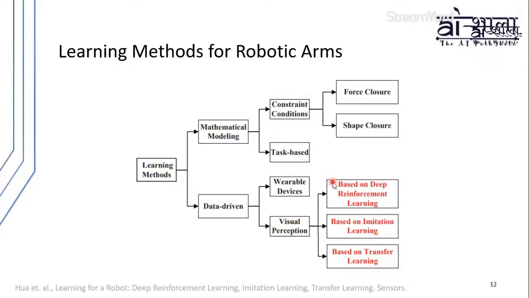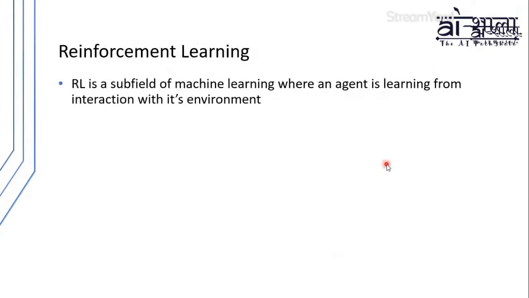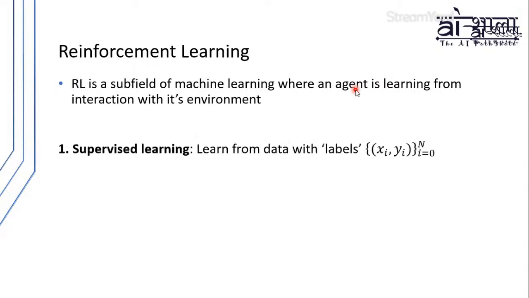So we'll discard all other things, and I will only talk about deep reinforcement learning. How can you actually go with deep reinforcement learning? So what is reinforcement learning? Reinforcement learning is a subfield of machine learning where an agent is learning from interactions with its environment. You must have seen supervised learning based algorithms, where we are learning from data that has labels. For example, xi is your data, so for example images of a place, and yi is the label.